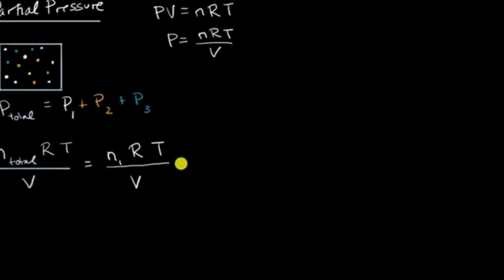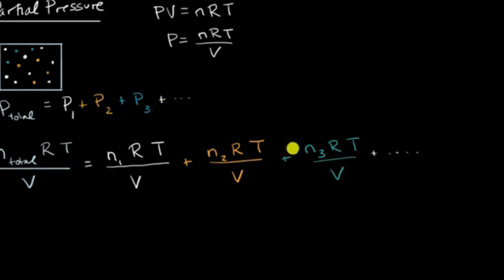And then we would add that to the number of moles of gas 2 times the ideal gas constant, which once again is going to be the same for all of the gases, times the temperature divided by the volume. And then to that, we could add the number of moles of gas 3 times the ideal gas constant times the temperature divided by the volume. Now, I just happen to have 3 gases here, but you could clearly keep going and keep adding more gases into this container.